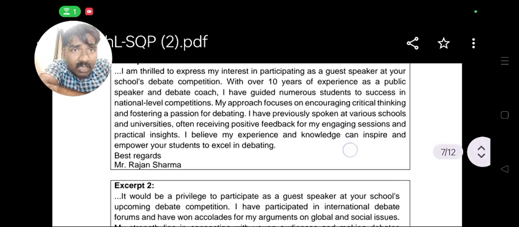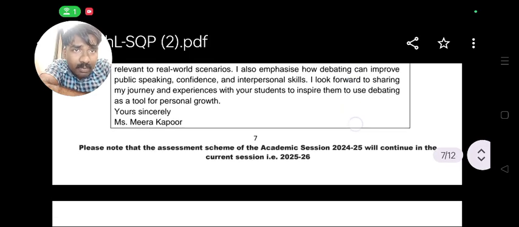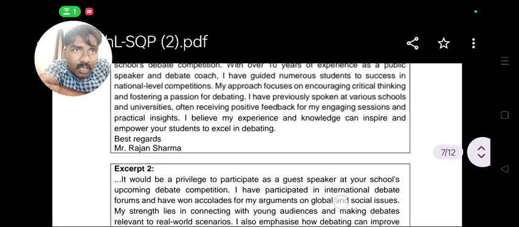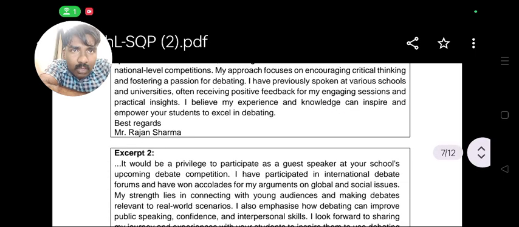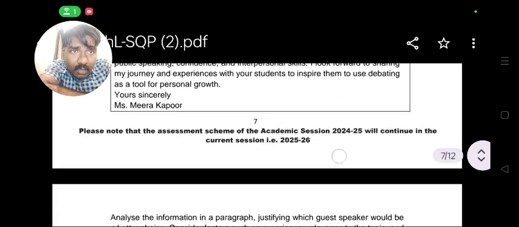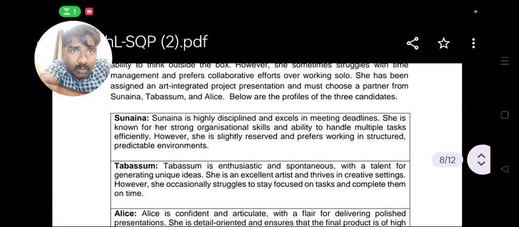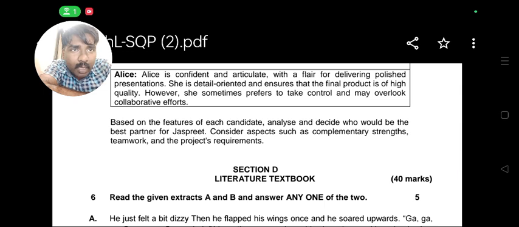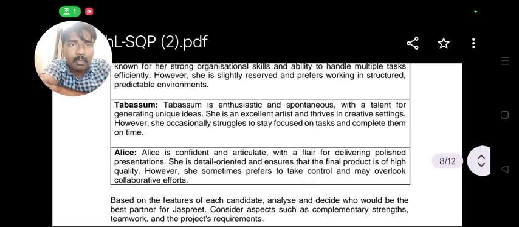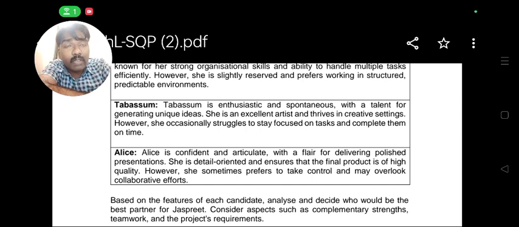This time a different analytical paragraph has been asked. Students, you just need to focus on this. Two excerpts are given, and then the second paragraph is also something different. Sunaina, Tabassum, Alice, and based on that paragraph you analyze and decide who will be the best partner for Jasprit. This is something different. In the sample paper, nothing else changed. Only one thing changed, and that is this analytical paragraph.